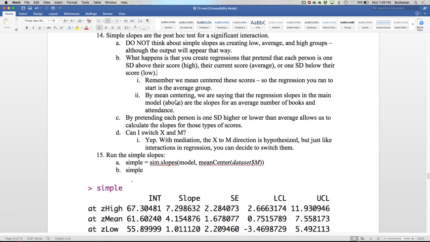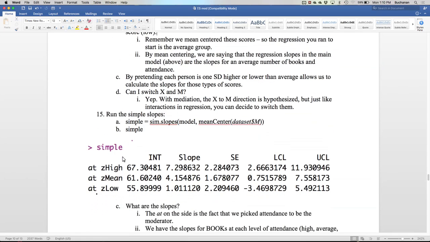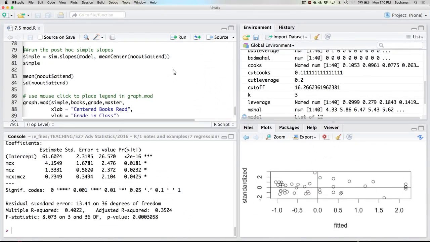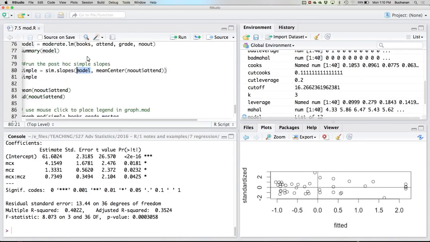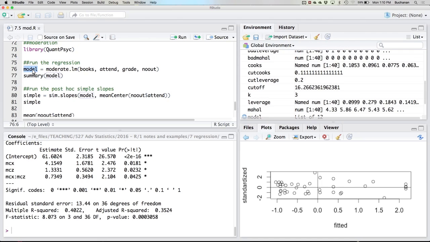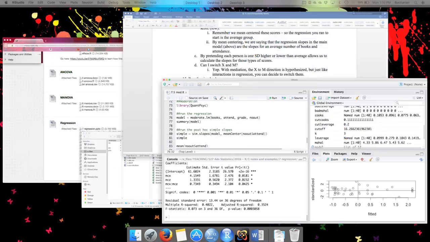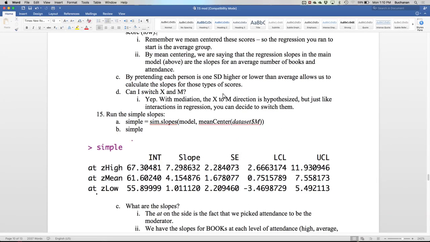All right. So here's my note. You can switch X and M if you wanted to. But the way you run that is this next line down. So it's sim.slopes to make the simple slopes. Model. The word model comes from the model I ran up here. So it's taking the analysis that you ran. We are mean centering. And I'm not entirely sure why you have to do this, but you do. So the attendance score. So whichever one is in M is also there. So you're basically telling it which variable you want to use as the moderator. So that's why it says M here.